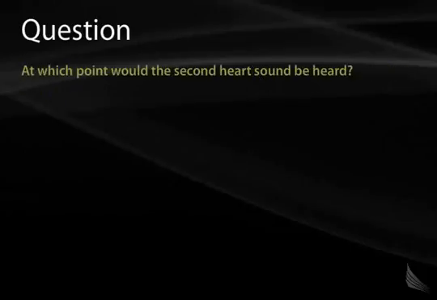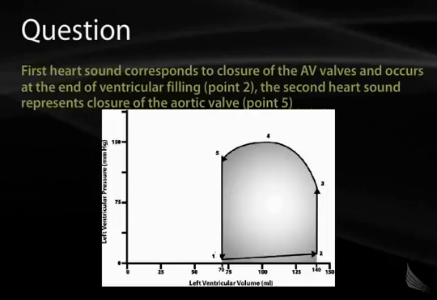At which point would the second heart sound be heard? The second heart sound is caused by closure of the aortic and pulmonic valves. That occurs at point 5. The first heart sound is caused by the closure of the atrioventricular valves, or the mitral and the tricuspid valves. That occurs at point 2, at the end of filling.